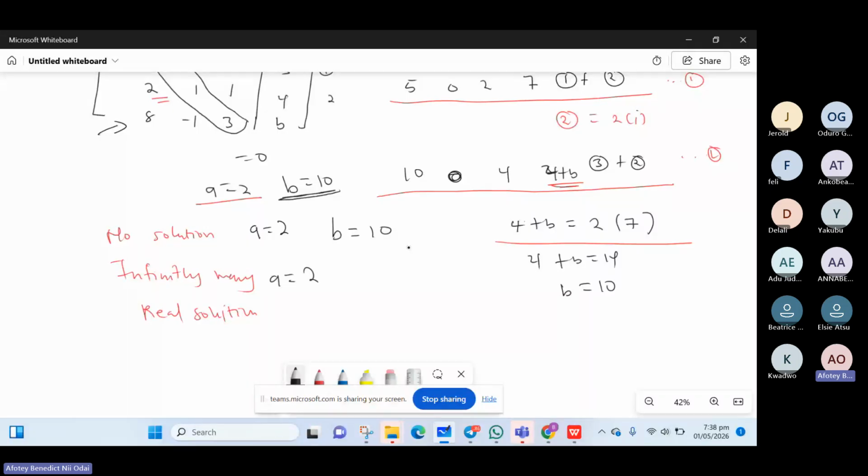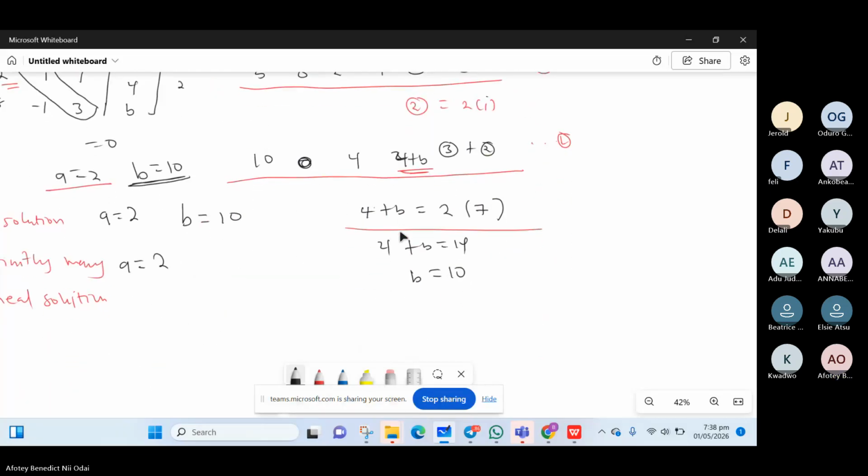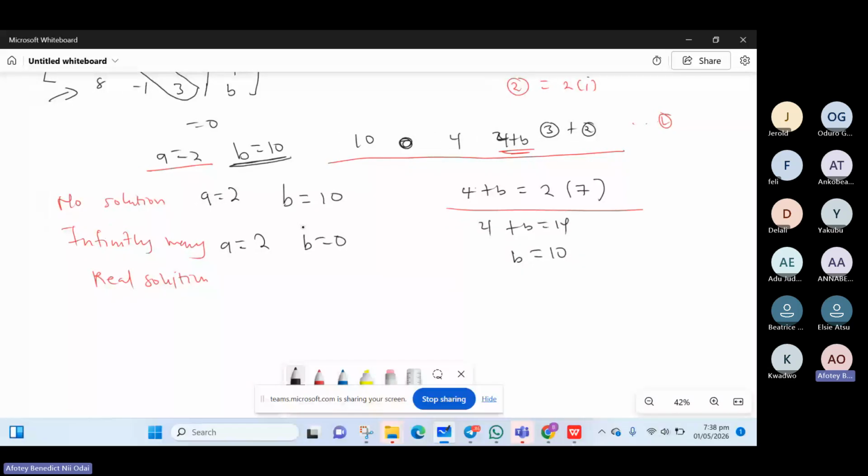For infinitely many solutions, remember that the matrix that we were given, b is here, right? For infinitely many solutions, we have to get the b has to be 0. So for infinitely many solutions, we have to get a b value of 0, right? To get infinitely many solutions.